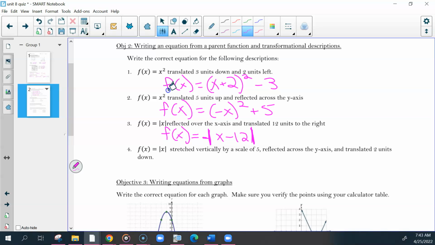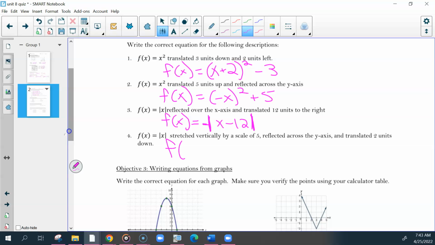And the last one, stretch vertically by a scale of 5, that's outside, and you're just multiplying it by 5. Reflected across the y-axis, if we look back, that was an inside thing, and then translated 2 units down is an outside thing. You should have 3 things for this one. 5 on the outside, negative x on the inside, minus 2 on the outside. So for these, each transformation was worth 1 point. However, if you put the wrong parent function or something like that, then that also deducted points.